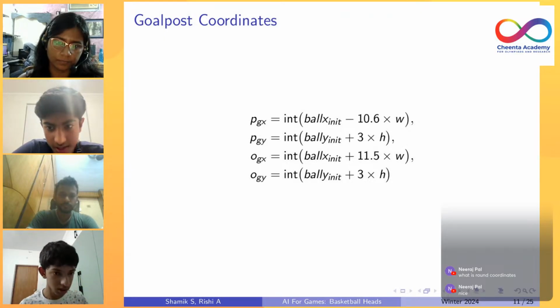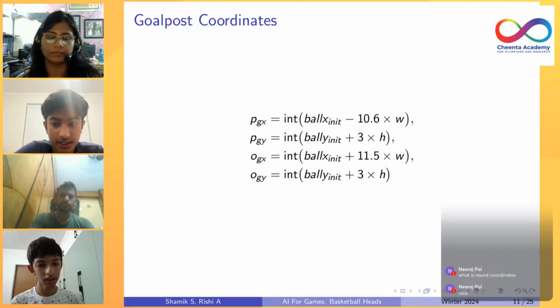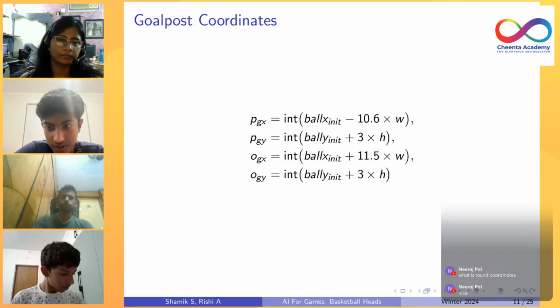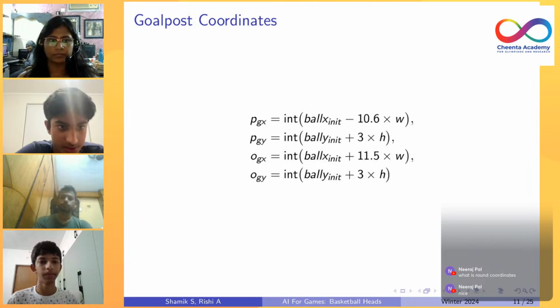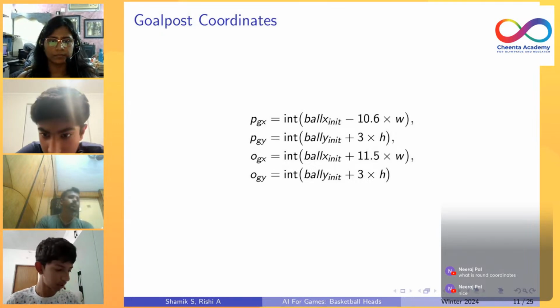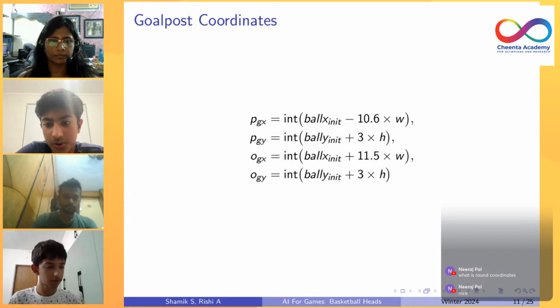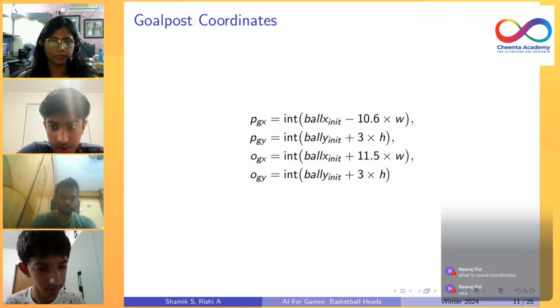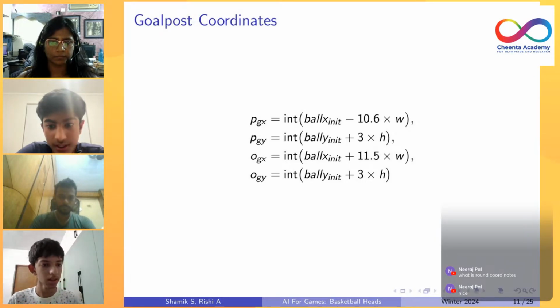First, we detected the ball's X and Y coordinates in each frame. And then we calculated the left goalpost by shifting about 10.6 ball widths to the left. And you can see there. And for the right goalpost, by shifting 11.5 ball widths to the right. Vertically, both goalposts are estimated at 3 ball heights below the ball's current position.